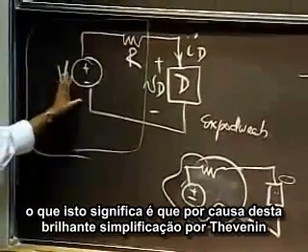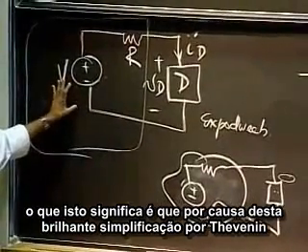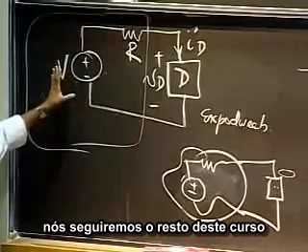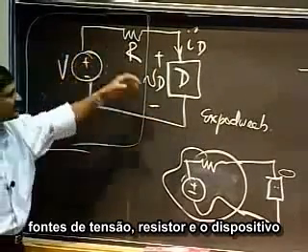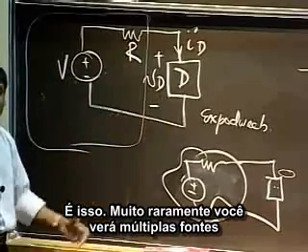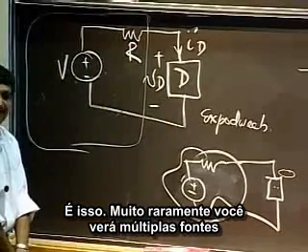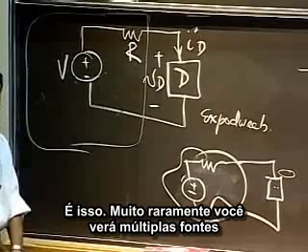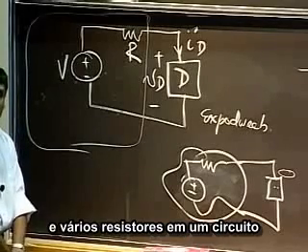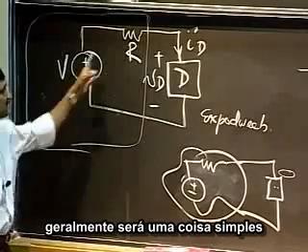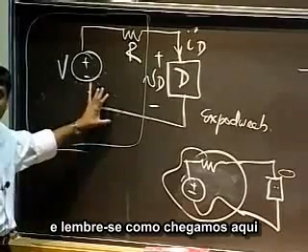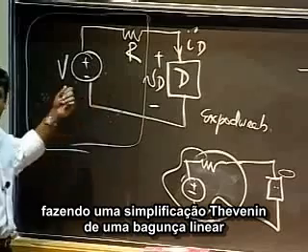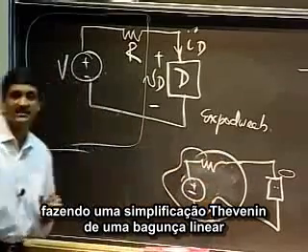What this means is, because of this brilliant Thevenin simplification, going forward through the rest of this course, we'll mostly deal with very simple circuits like this. Voltage source, resistor, and a device. That's it. Very, very rarely will you see multiple sources and lots of resistors in a circuit. It's usually going to be simple stuff. And remember how we got here, by making a Thevenin simplification of a linear mess.